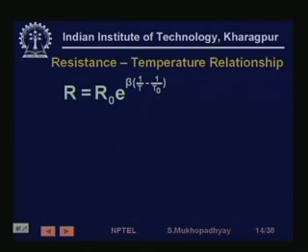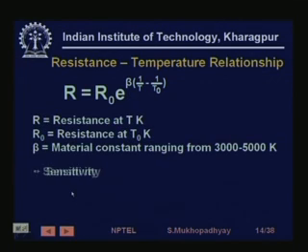If you see the resistance temperature relationship, it's highly nonlinear. As you can see, it's an exponential relationship, and R is the resistance at some T degree Kelvin, R0 is the resistance at some T0 degree Kelvin, and therefore this is related like this, and beta is called the thermistor material constant, varies from 3000 to 5000, we generally take it as 4000.